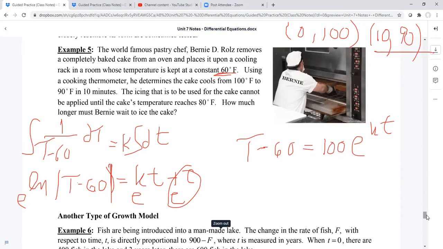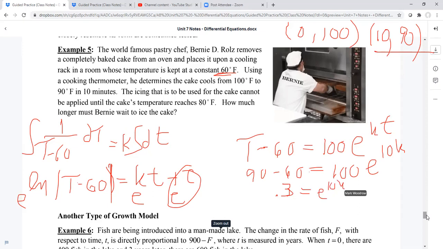So I'm going to put 90 over here because that's the new temperature. And that's 10 minutes later. So this is going to be 100 e to the 10k. Now I can find k. So over here I got 30. 90 minus 60 is 30. And when you divide 30 by 100, you get 0.3. So 0.3 is going to equal e to the 10k power.